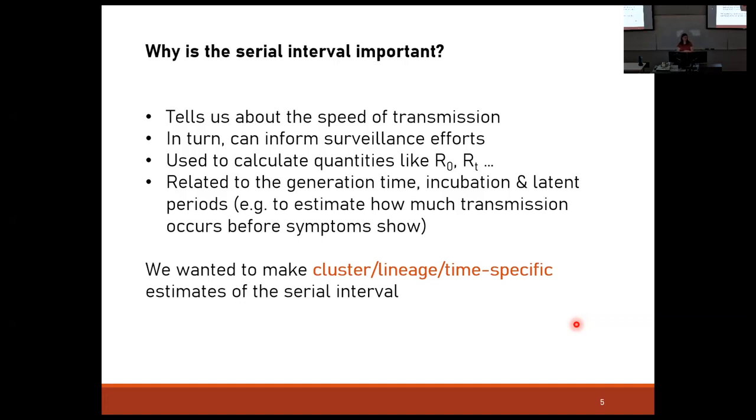And I'll speak a little bit more about this as we go through, but one thing we wanted to try and do in particular was to come up with cluster or lineage or time-specific estimates of the serial interval to track how that's changing.